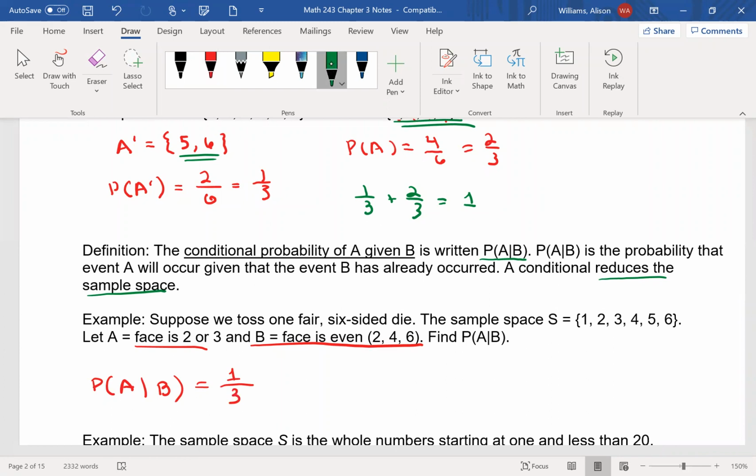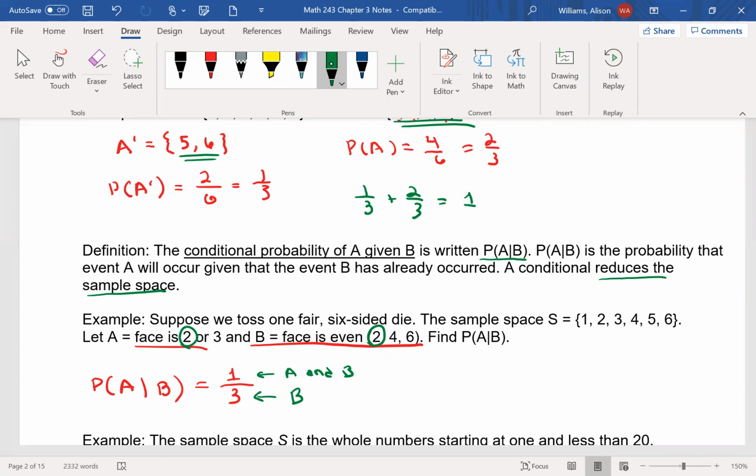So we reduced the sample space based on what happens in B. And we had to look at what possibilities would actually work for A now knowing that B has happened. So we're looking at A and B, because 2 happens to be the outcome they have in common. And that's what "and" means, the outcome they have in common.